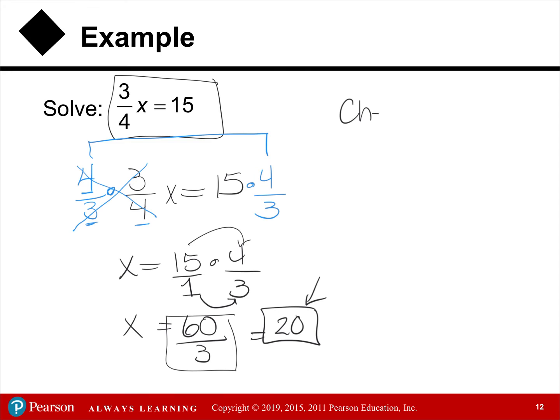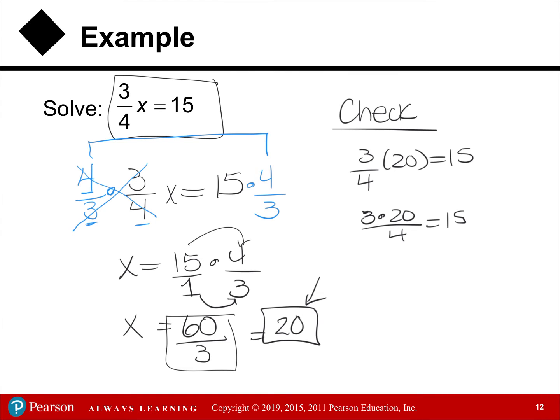And then, of course, we're going to check it. So I'm going to put it back in. Now I'm going to go 3 times 20 over 4. So I'm just extending the line. You could make it into 2 fractions if you wanted to too. But I'm going to get 60 over 4 equals 15. So 15 does indeed equal 4. Remember that 3 times 20 is the 60. So it checks out.